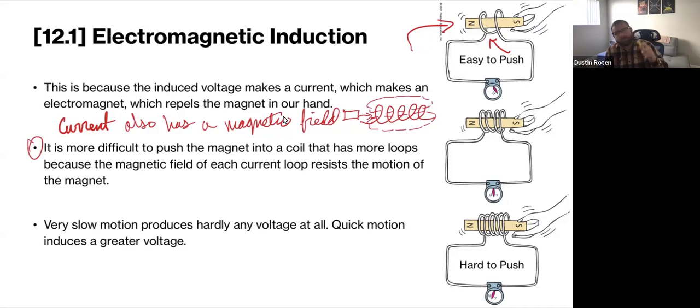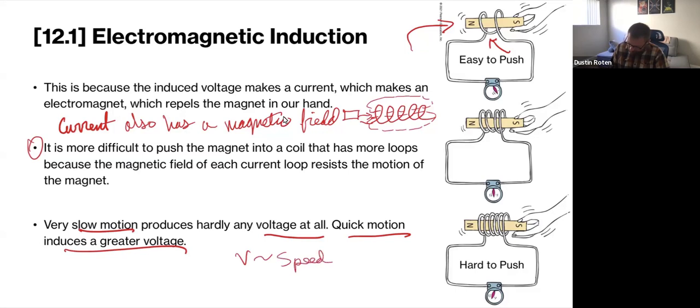Of course, you could try and push this in slowly, but remember, this is dependent on motion. A slow motion doesn't give you any voltage or hardly any voltage at all, but a quick motion will increase your voltage. So the voltage is somewhat dependent on the speed of the magnet. I'm just going to say M for magnet. So the faster the magnet's moving in there, the larger the voltage you can get.